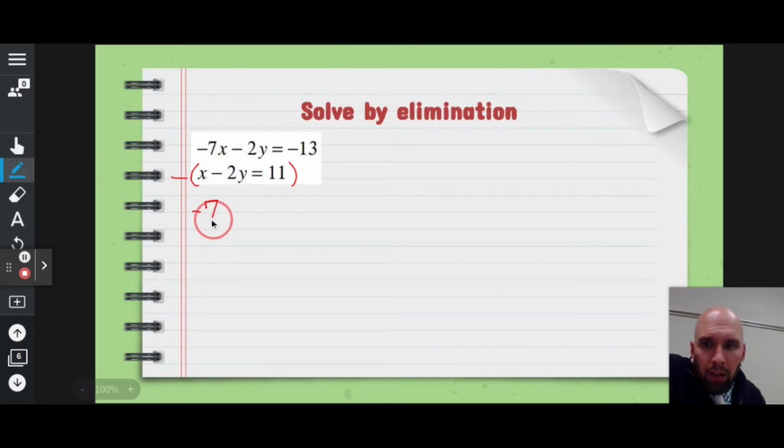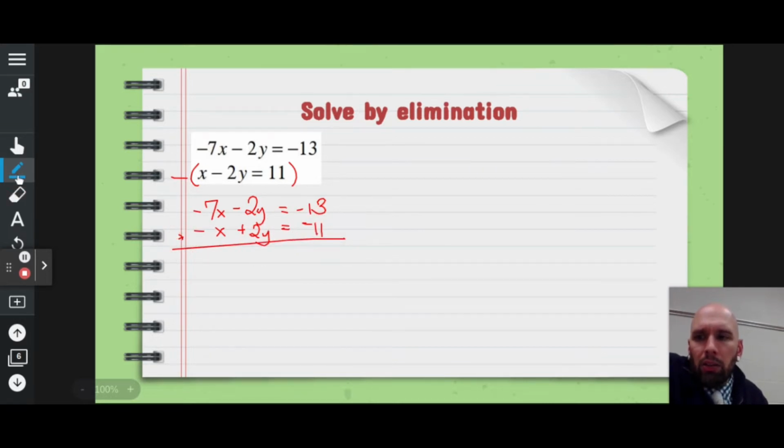So I'm rewriting the top, negative 7x minus 2y equals negative 13. By multiplying everything on the bottom by a negative, I now have negative x plus 2y, because negative times negative 2y is positive, equals negative 11. You now add the lines.